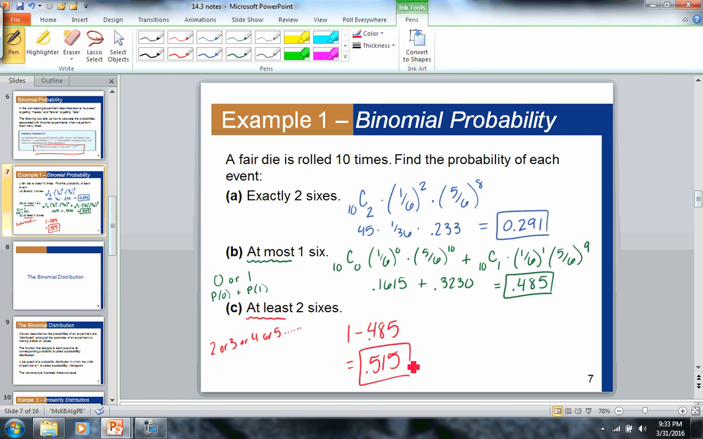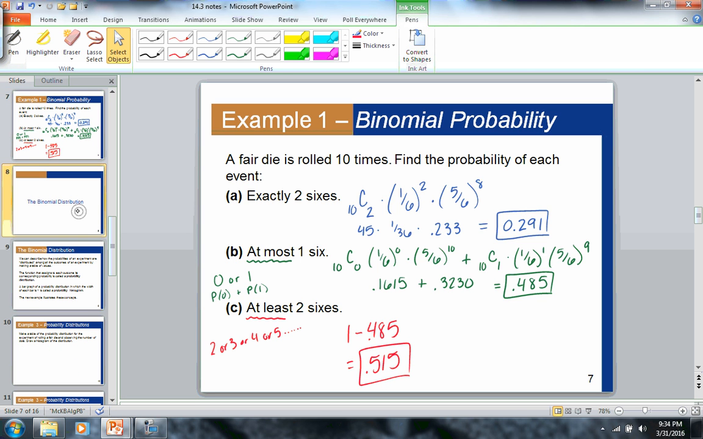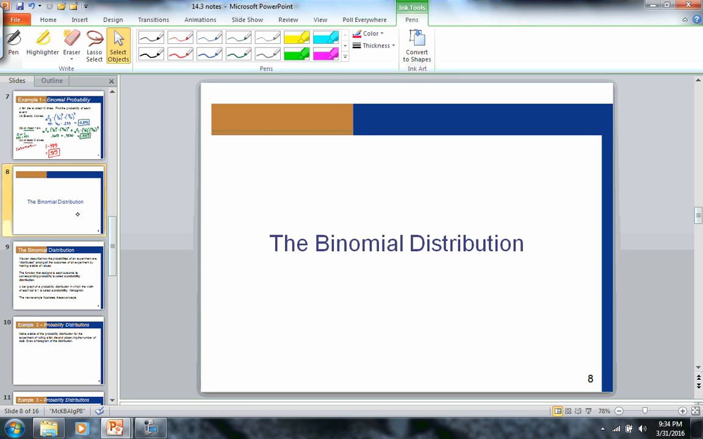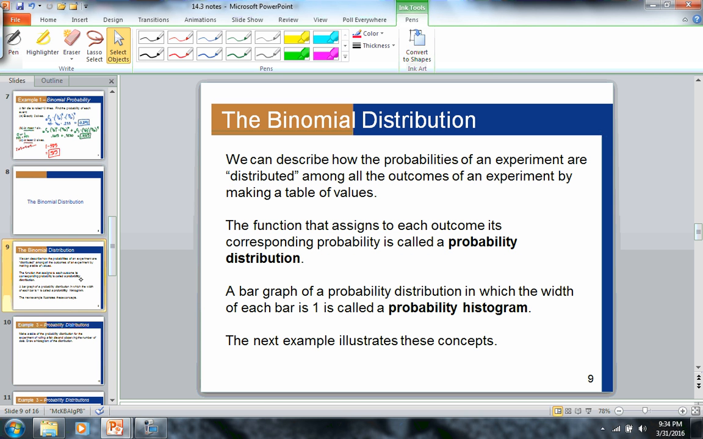Okay, so use your previous knowledge from other sections to carry over into these examples as well. That complement we talked about in the previous sections. So now we're going to talk about the binomial distribution. And this is basically just where you can make a table and a graph to show the distribution of your outcomes. So this is how we can describe how the probabilities of an experiment are distributed among the certain outcomes. So we'll have to make a table of values like it says here.